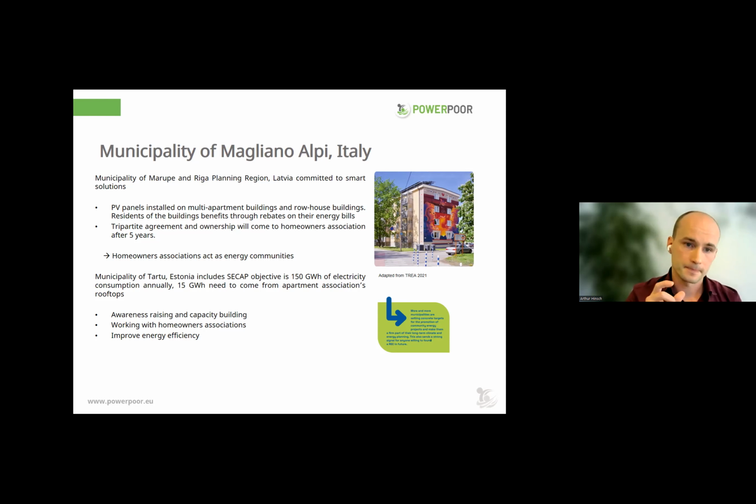But in those cases, they install PV panels on these multi-apartment buildings, and the residents are able to benefit through rebates on their energy bills. It's very much supported by the municipality, but also by the regional government. And in the case of Tartu in Estonia, again, talking about target setting with regard to energy poverty, but also with regard to energy communities. These things are very much interconnected, obviously. The municipality of Tartu has established within the framework of their CCAP, their climate and energy plan, a concrete target of 150 gigawatt hours of electricity consumption annually.